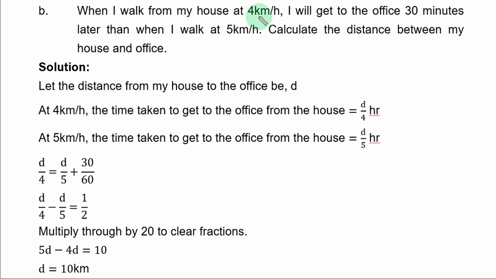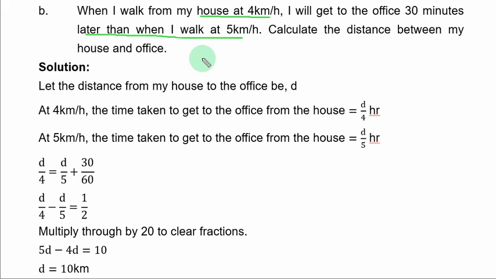Question 1b. When I walk from my house at 4 kilometers per hour, that is the speed, I will get to the office 30 minutes later than when I walk at 5 kilometers per hour. Calculate the distance between my house and the office.